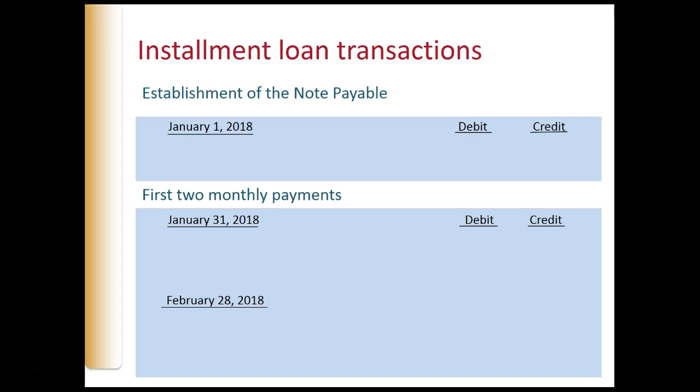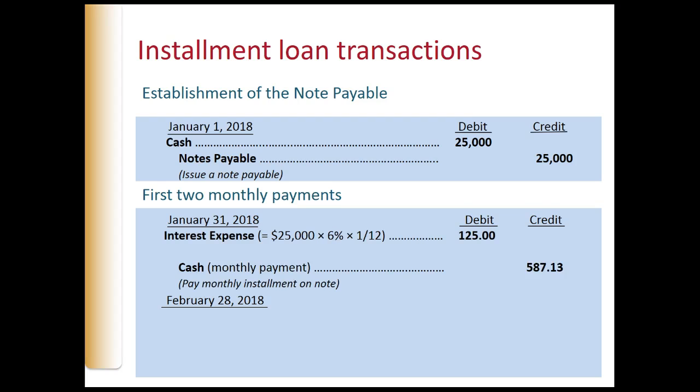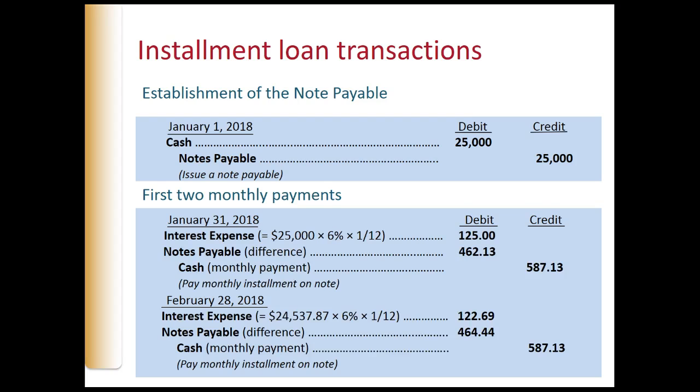So California Coasters records the note of $25,000 as shown in this first journal entry: a debit to cash of $25,000 and a credit to notes payable of $25,000. The first 2 monthly payments are also shown here on this slide. Notice that the amounts come directly from the loan amortization schedule.